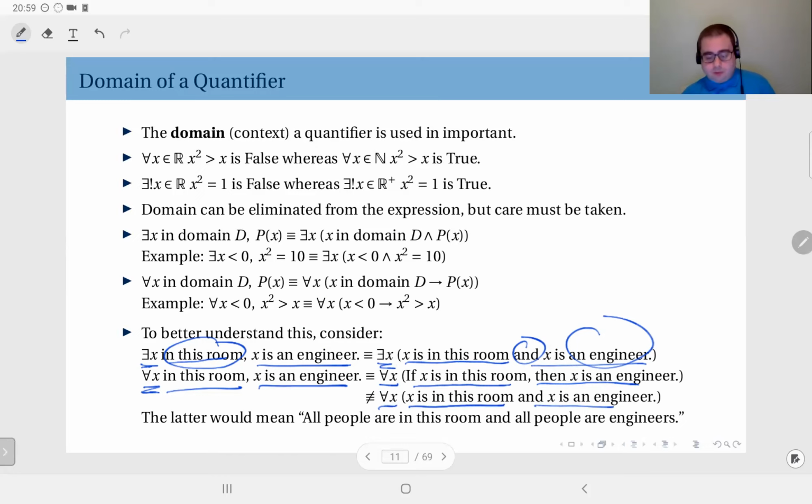Because if I say that, what I'm saying is all people are in this room and all people are engineers, okay? Think about this statement. Clearly, it's not equivalent to the original one, because it's not saying everybody in this room is an engineer. On the other hand, it says every person possible in the world, in the universe, whatever you think of, is now in this room and all of them are engineers. Clearly that is not the same thing I'm trying to say.